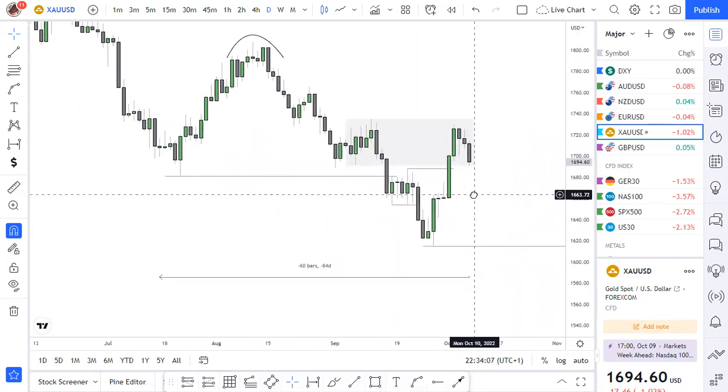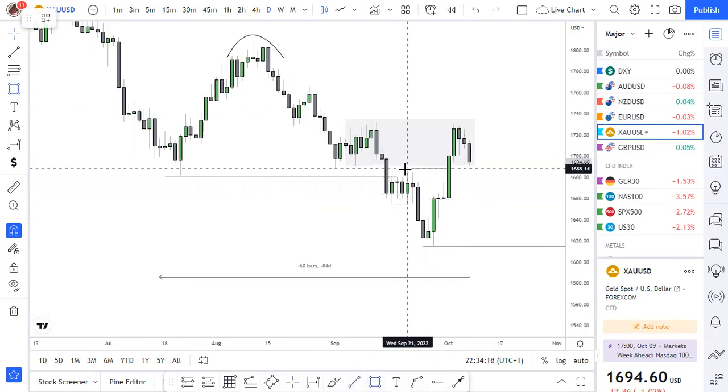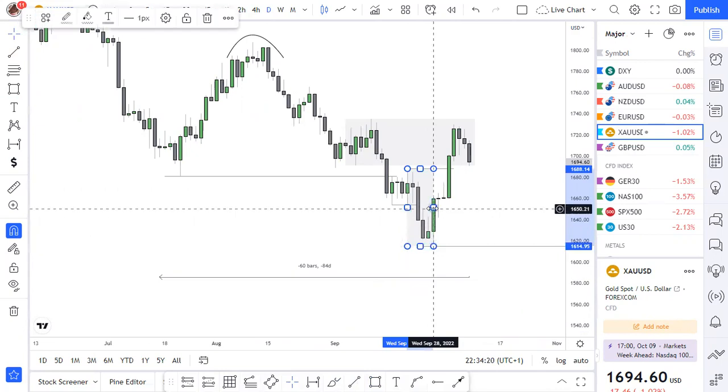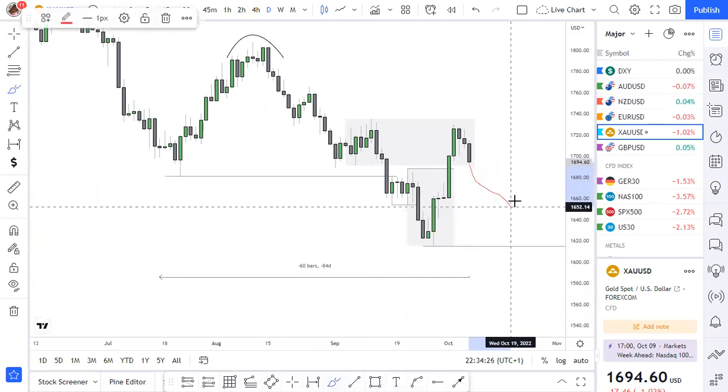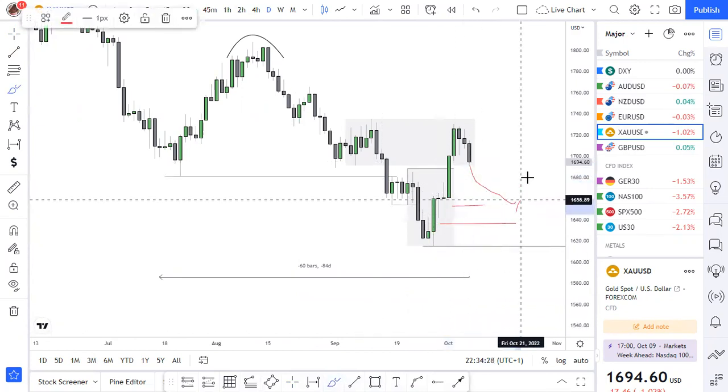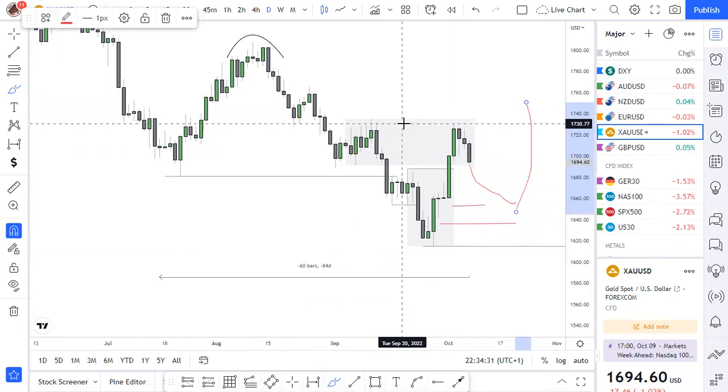So here on the daily time frame, for me, the daily time frame is not really looking that clear because if we say that this is our demand range, and we expect price to respect this zone and then continue up, there's a possibility this could happen.